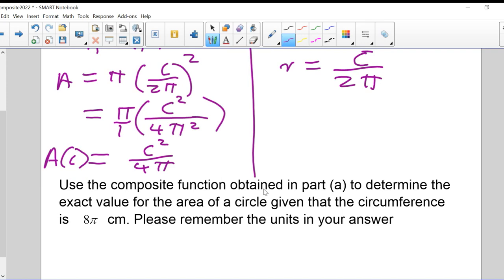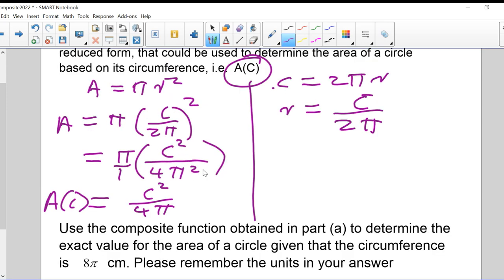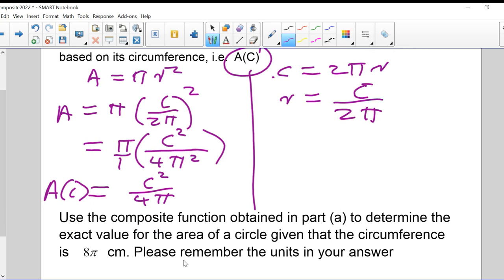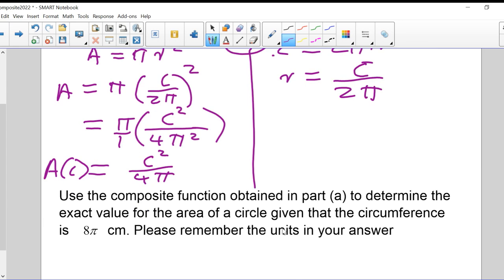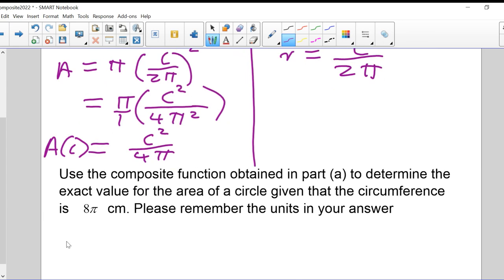Let's come down to here now. Use the composite function obtained in part A, so part A is this part up here, to determine the exact value for the area of a circle, given that the circumference is 8 pi centimeters. Remember your units in your answer. So now I want to use it. I'm going to write this function down again. A of C is C squared over 4 pi.